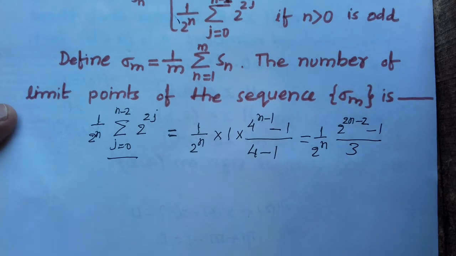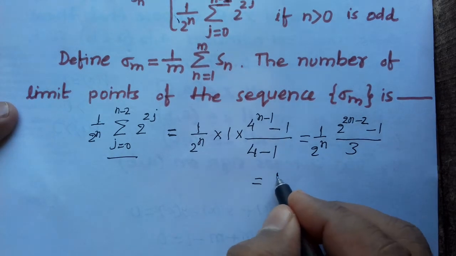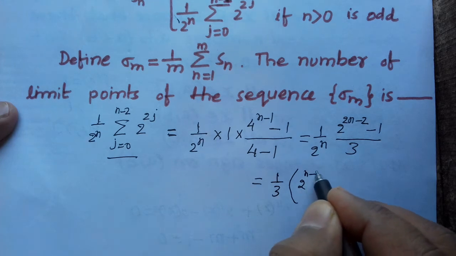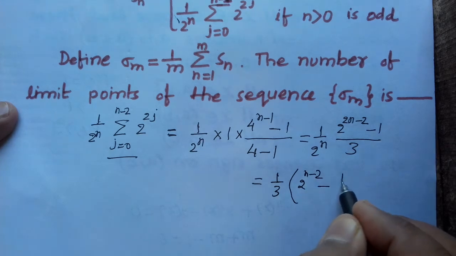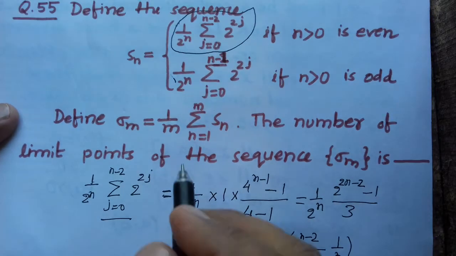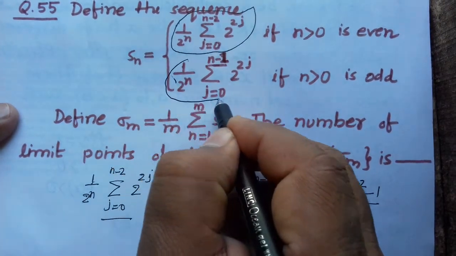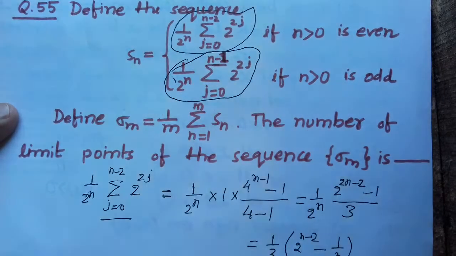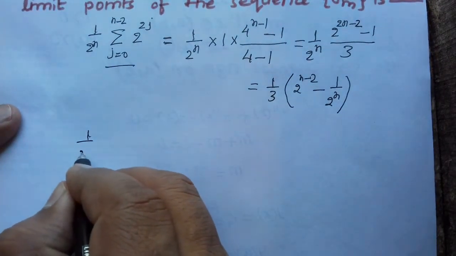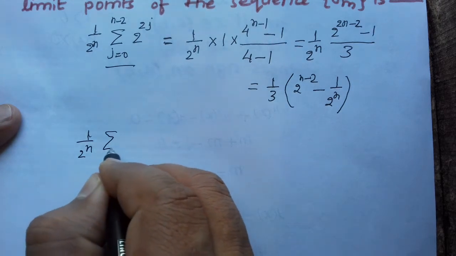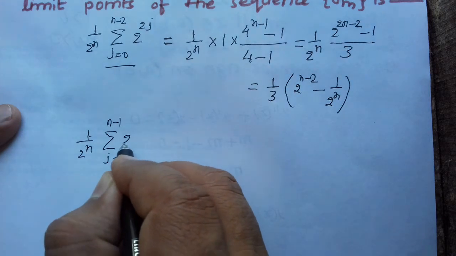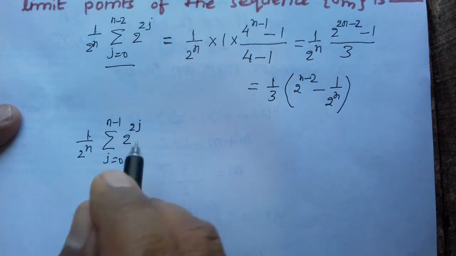So this again can be changed as 1 by 3 times (2 to the power n minus 2, minus 1 by 2 to the power n). Now the second one, that is this one. In the same way, this one can be written as 1 by 2^n summation j equals 0 to n minus 1, 2 to the power 2j.